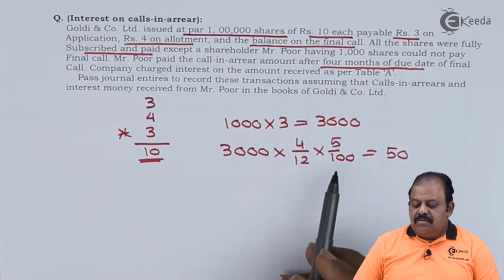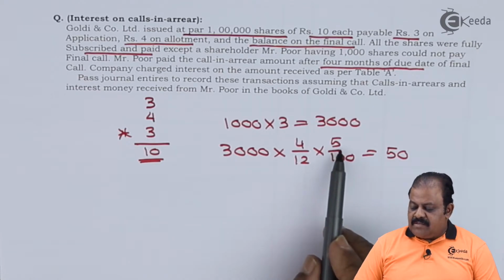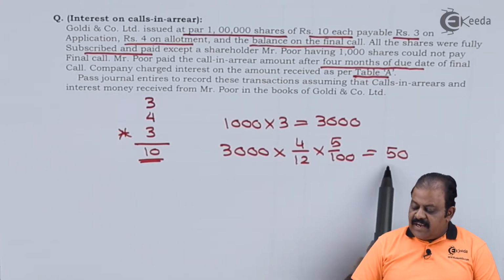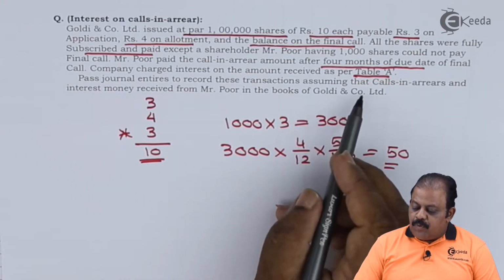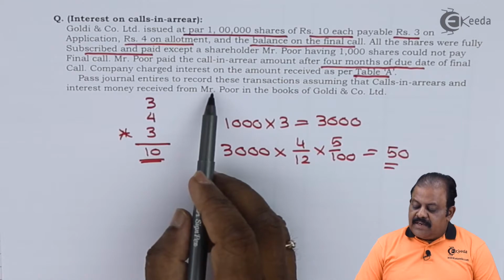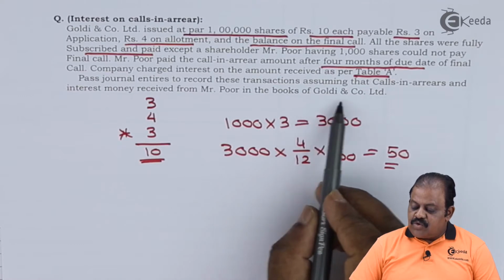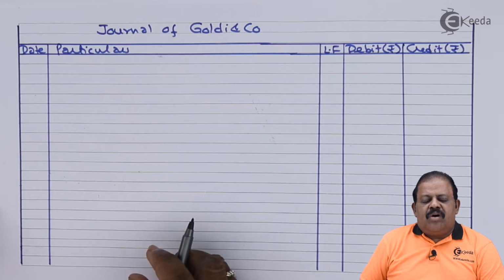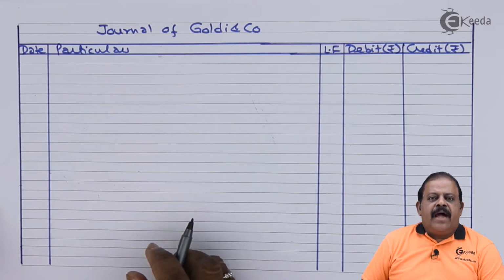Calls in arrears 3000, period 4 months, 4 by 12, and rate of interest as per Table A is 5%. So we are required to collect 50 rupees interest on calls in arrears from Mr. Poor. Record journal entries, assuming that the calls in arrears and interest money were received from Mr. Poor, in the books of Goldian Company Limited. The first entry will be for receiving the application amount, and the second entry will be for transferring the application amount to the share capital account.